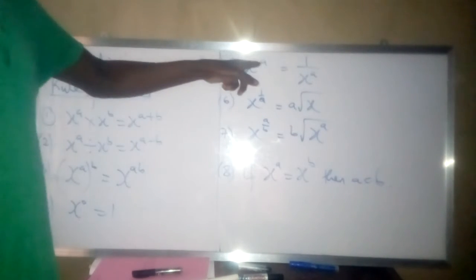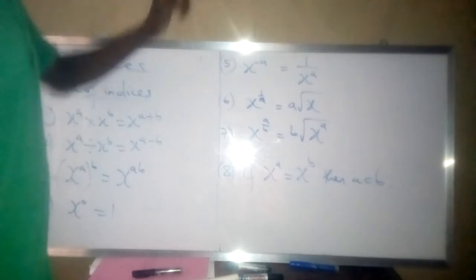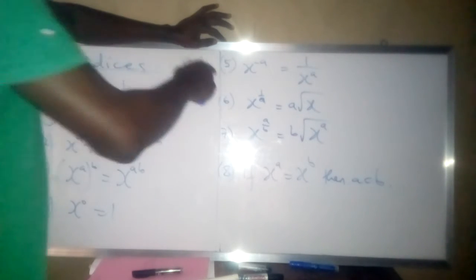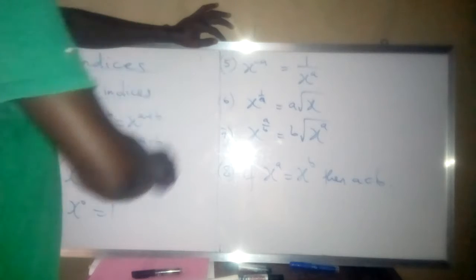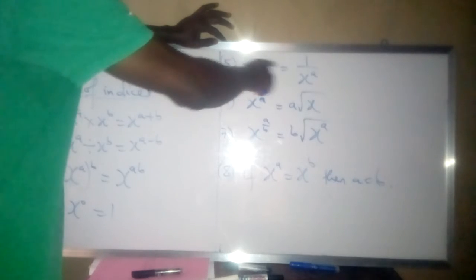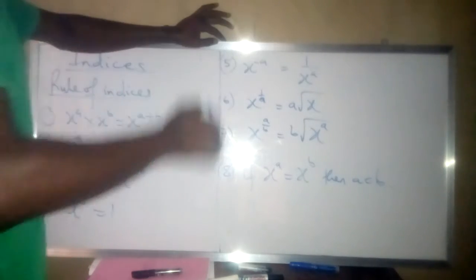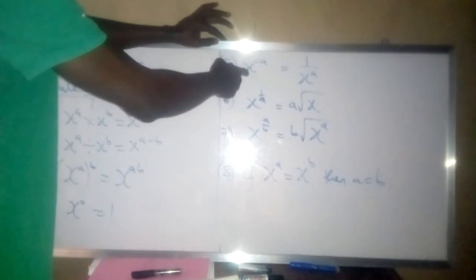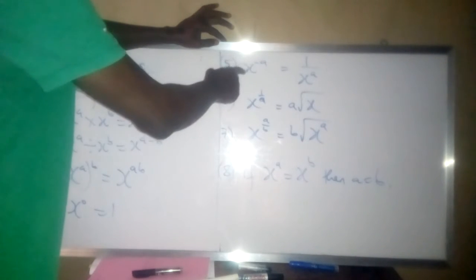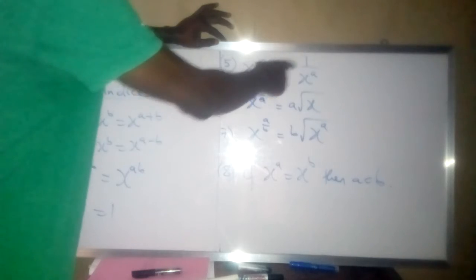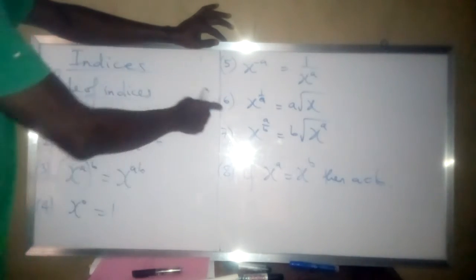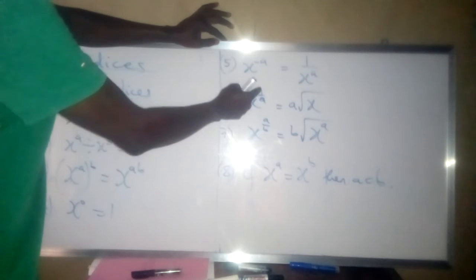Now the next one, x raised to power negative a. You can see that our power here has a negative sign. So anytime your index number has a negative power, if you want to transform it, that negative sign will be written as 1 all over. It will be a reciprocal or an inverse of the index number x raised to power a. So x power minus a will be 1 all over x to the power of a. Please don't forget that.